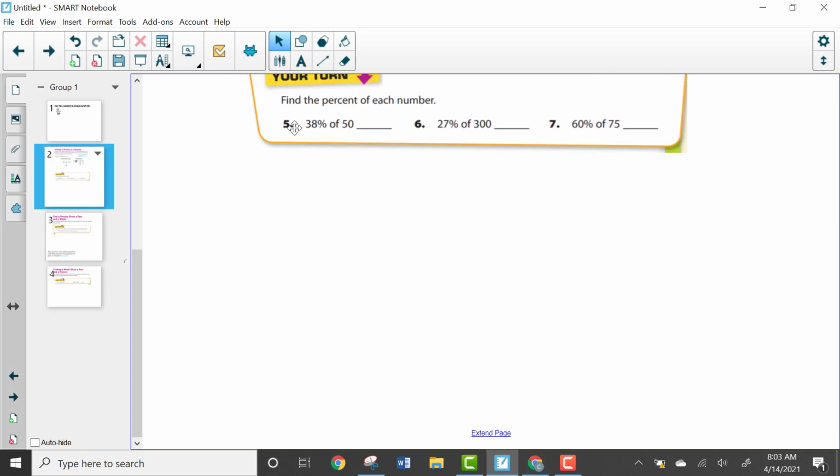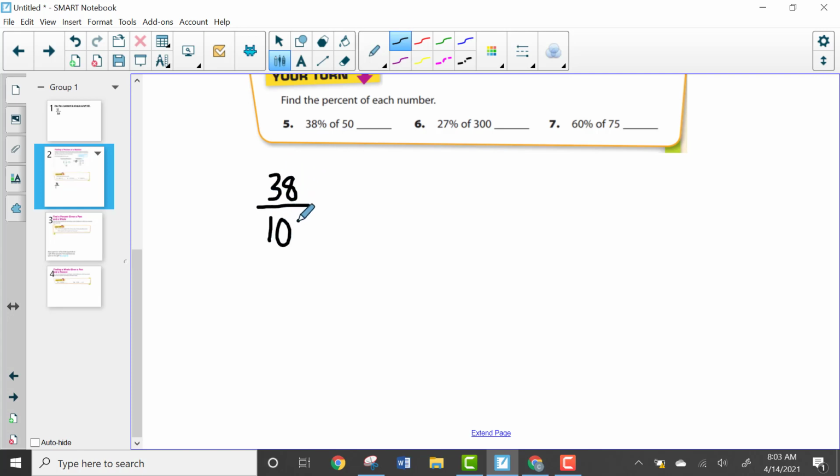So we have 38% of 50. We're trying to figure out what number is 38% of the number 50. There's two ways of doing this. Understanding that a percent is always out of 100, we could set this up as a proportion. 38 over 100 is going to equal a number over 50.